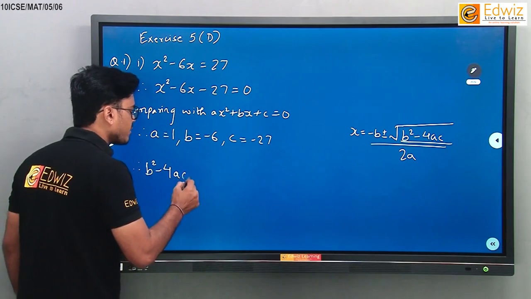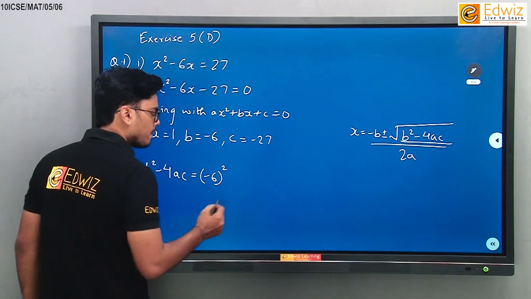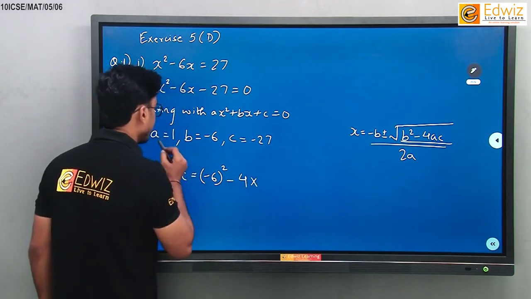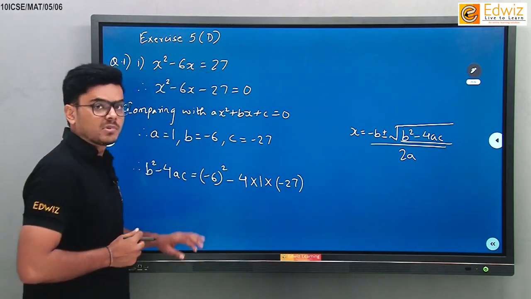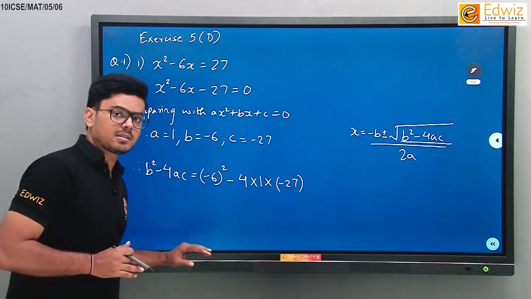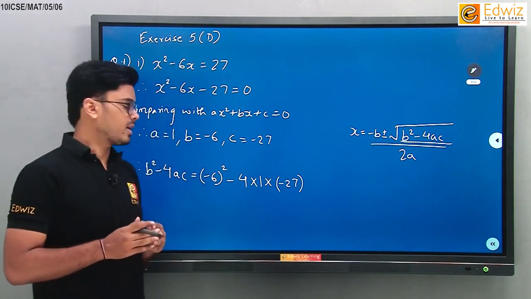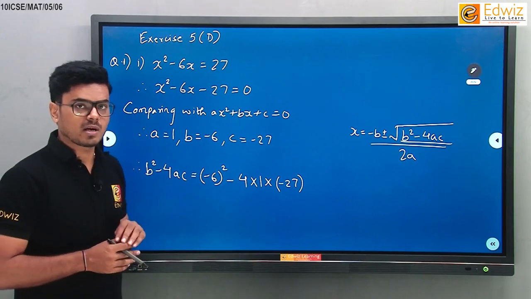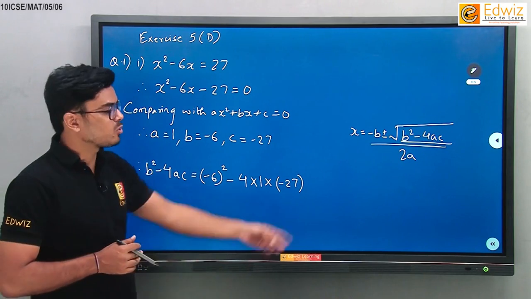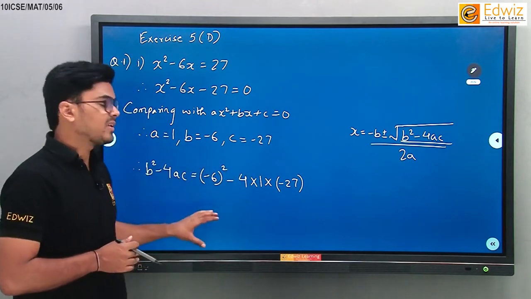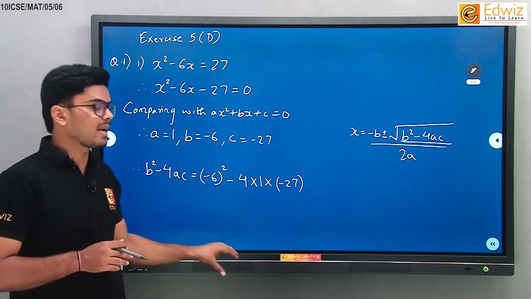B square minus 4ac will be what? Here b is minus 6, minus 4 multiplied by a is 1, c is minus 27, okay? The reason we do this first is also that we get to know the nature of the roots beforehand, okay? We can find out the nature of the roots of the quadratic equation beforehand, but if this value is less than 0, there is no need to go to the formula, because if it is less than 0, the quadratic equation has no real solutions, okay? You can write it straight away.